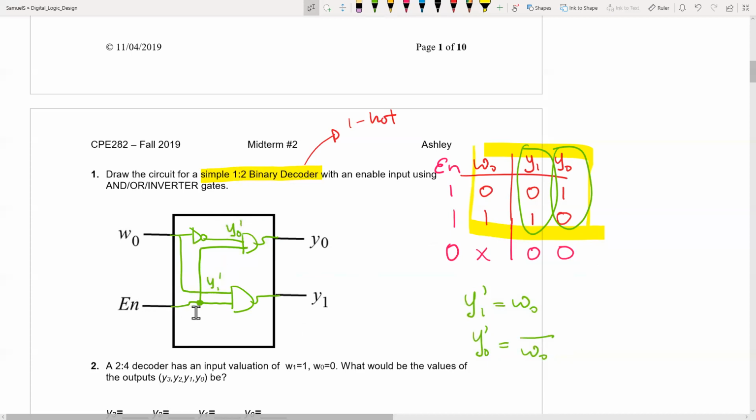However, if enable is equal to 0, it forces these outputs to be 0, because anytime you AND anything with a 0, the output of the AND gate is going to be 0. Make sense? Right. All right, so we're done with question 1.